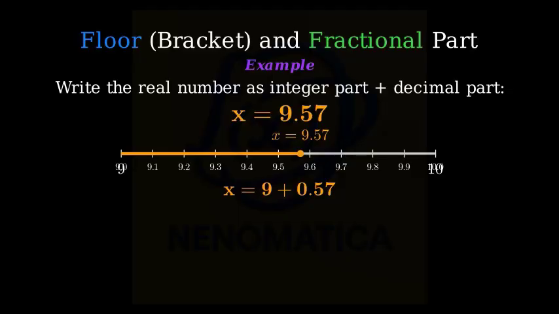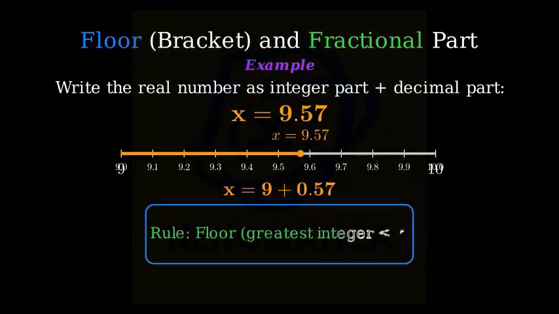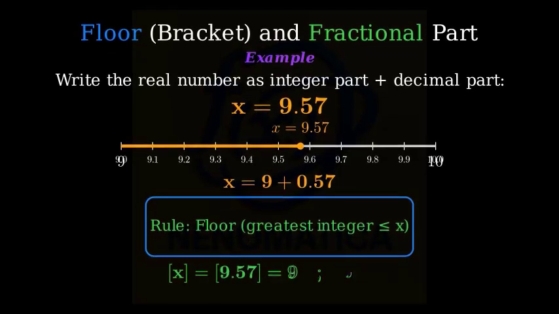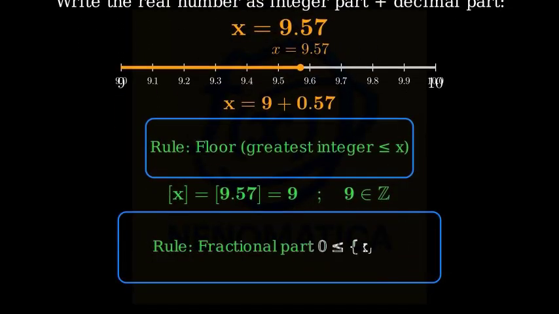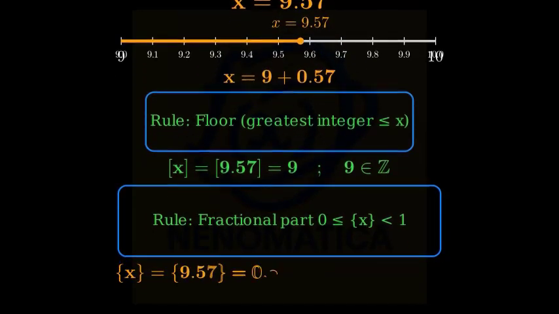Step 2. Find the integer part. The floor of a number is the greatest integer less than or equal to the number. Therefore, floor of x equals floor of 9.57 equals 9, and 9 is an integer. Step 3. Find the fractional part. The fractional part is the amount after removing the integer part, and it always lies between 0 inclusive and 1 exclusive. Thus, fractional part of x equals fractional part of 9.57 equals 0.57, and 0 is less than or equal to 0.57, which is less than 1.